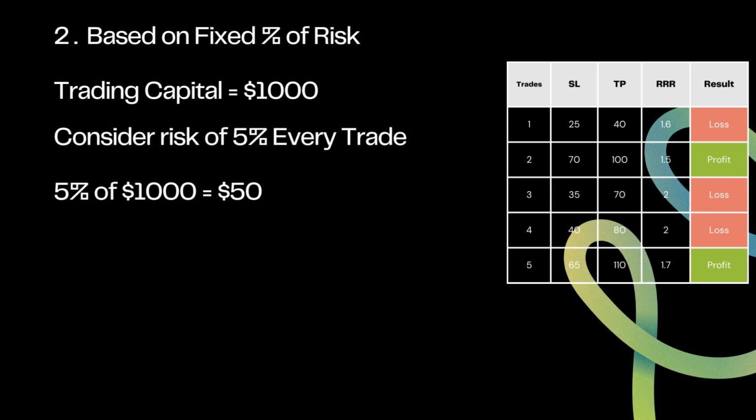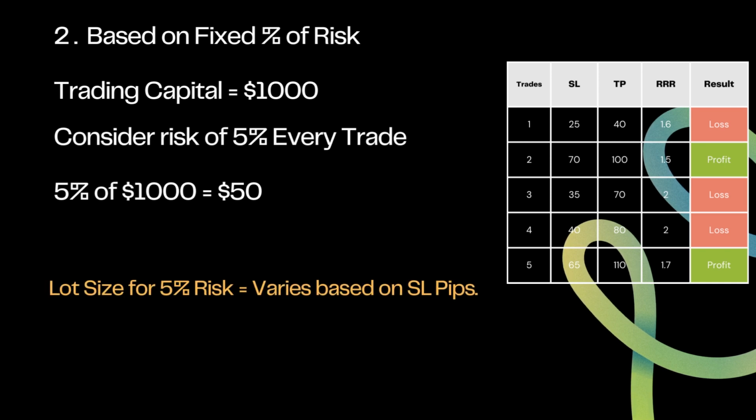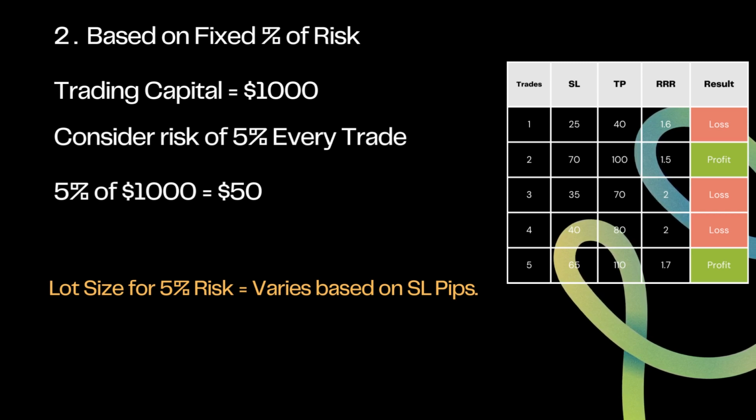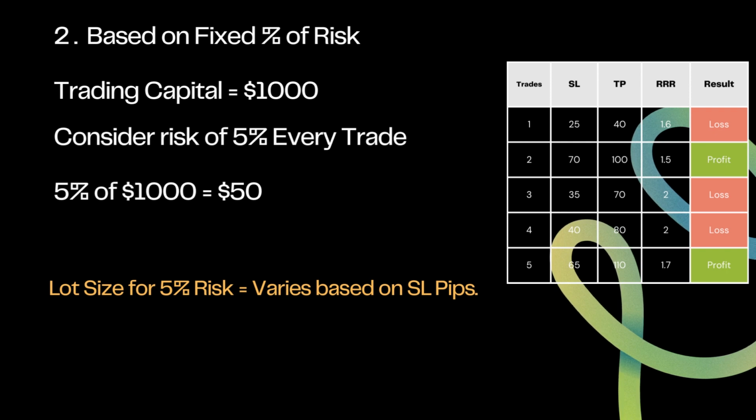So the lot sizes for 5% risk will vary based on the pips, because if it is 25 pips, then to lose $50 we will have to have a certain lot size, compared against a 100 pip stop loss. So we will have a review based on these different stop losses in the next slide.